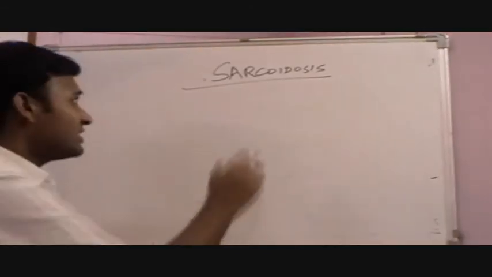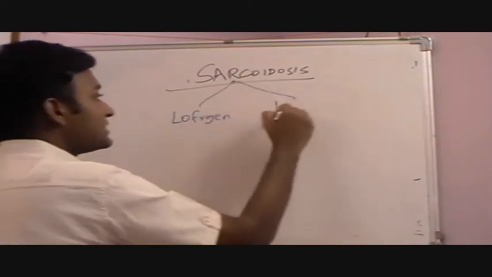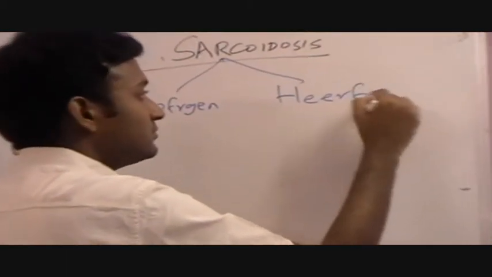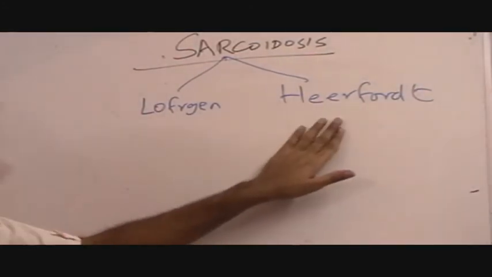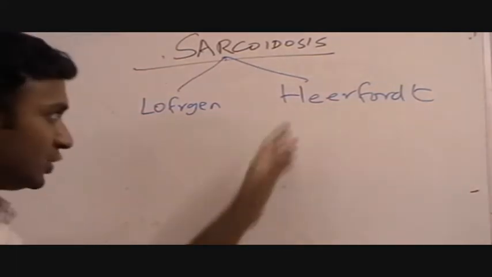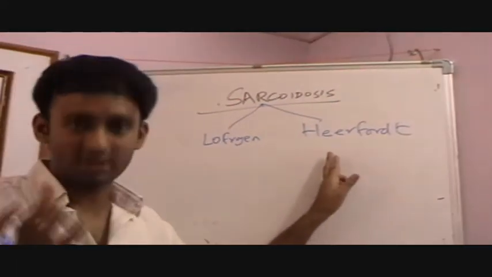Okay, and I want to just mention two important syndromes with sarcoidosis. One is Lofgren. Second is Heerfordt. Heerfordt syndrome is also called uveoparotid fever. There's going to be uveitis, and parotid gland inflammation, parotiditis.